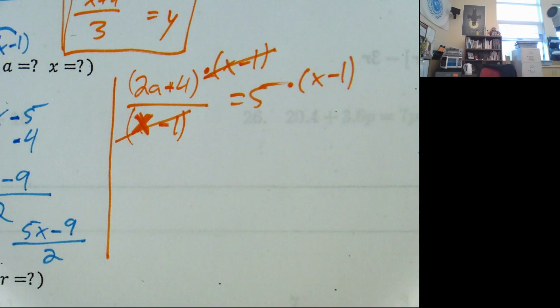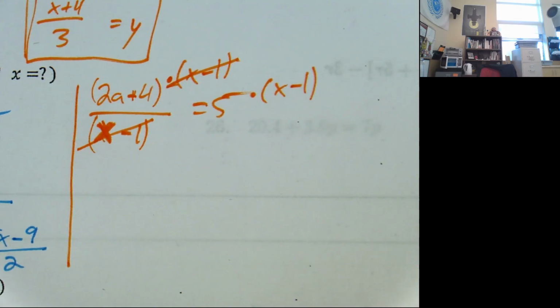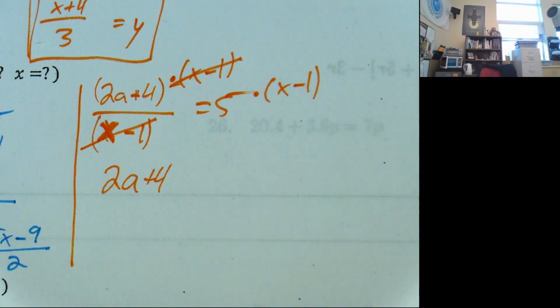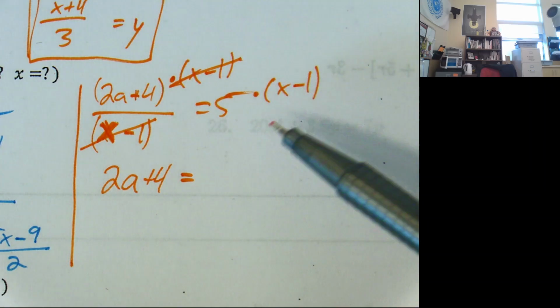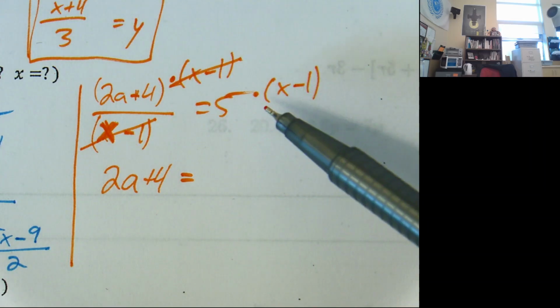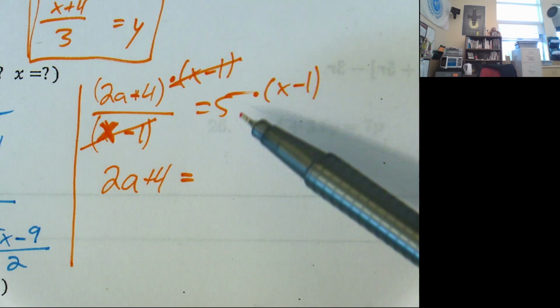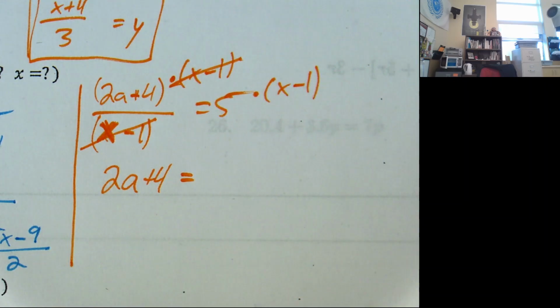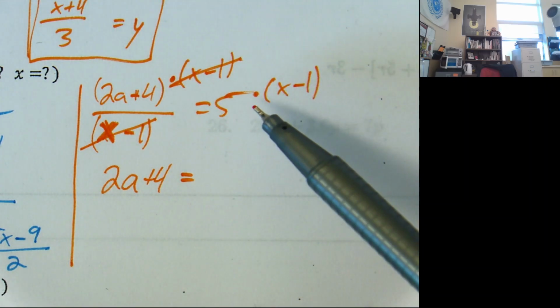No. Okay. So on the left, the x minus 1 divided by x minus 1 is going to cancel, leaving me with 2a plus 4. And because that's the only thing there, we can drop the brackets again. Equals. Now, this is where some of you might say, oh, we can divide this thing by 5. We could, but it's going to make the expression really ugly to deal with. What I still want you to do here is to distribute that 5 in.